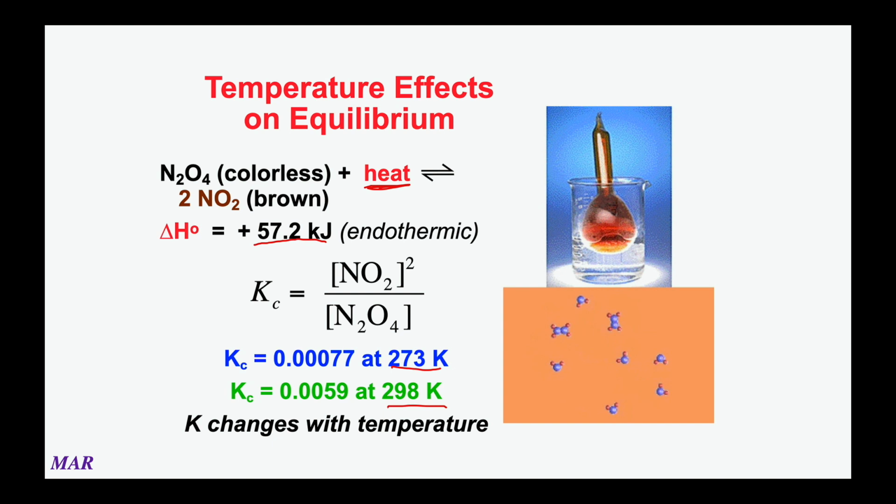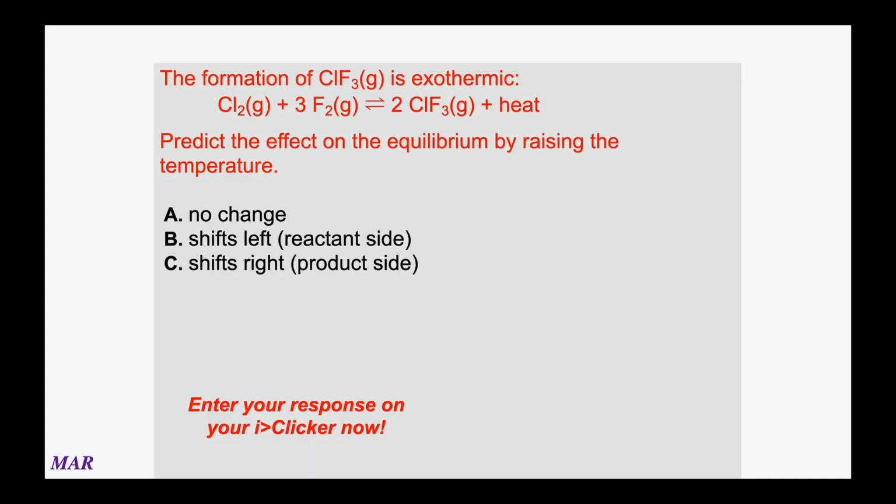K is changing with temperature. The formation of ClF3 is exothermic, so again you can see heat is a product there. Cl2 plus 3F2 makes 2ClF3. So let's predict the effect on the equilibrium of raising the temperature, and there are three possibilities: no change, shift left, shift right.